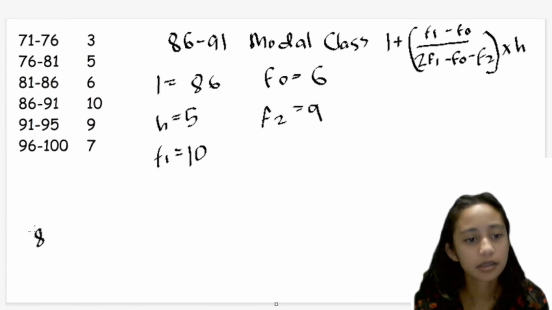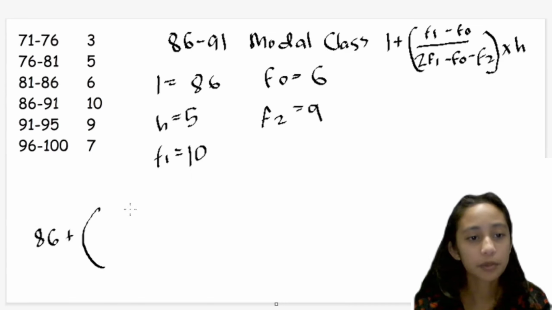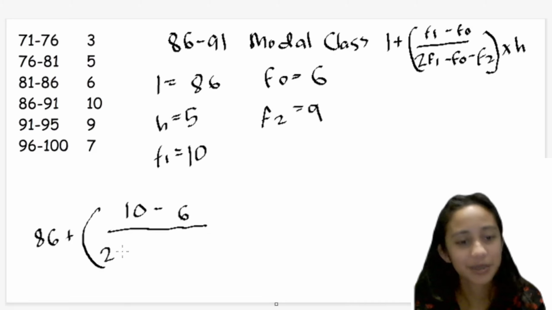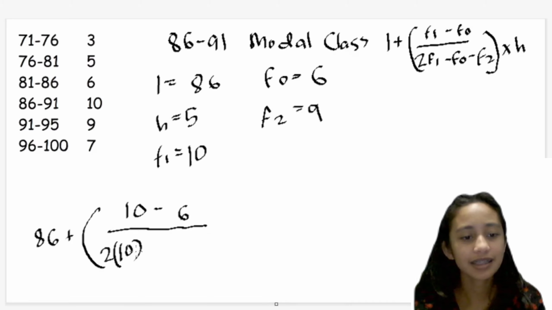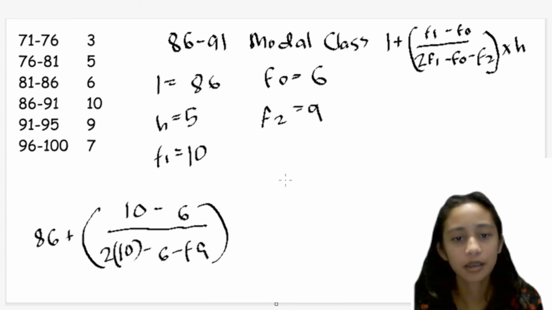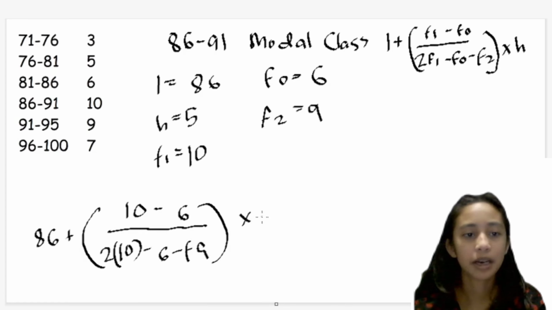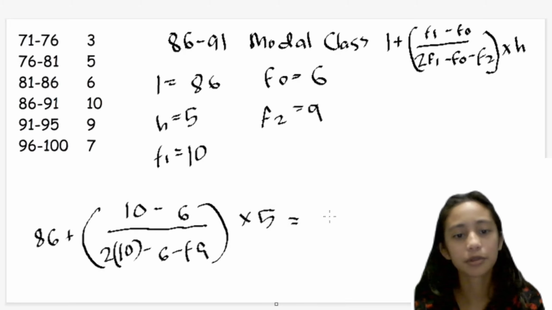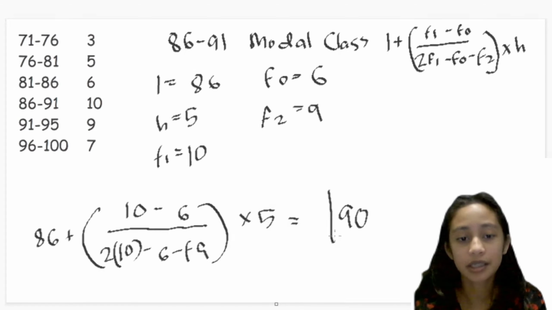So L is 86 plus huge parentheses. F1 means 10 minus 6 over 2 times 10 minus 6 minus 9, close that up, multiplied by 5. So just a quick calculation, and that would mean our mode is 90.